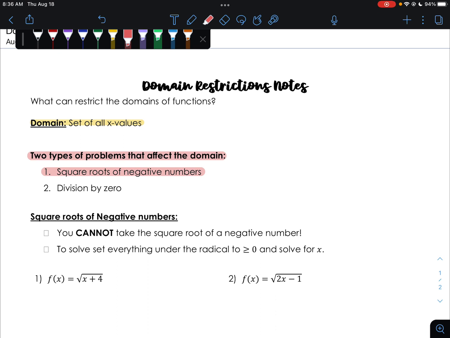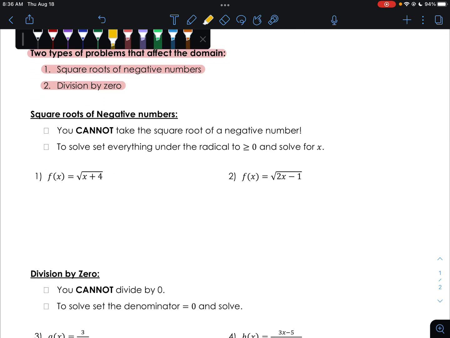Next, it would be anything that would cause us to divide by 0. We never want to divide by 0, so if we see that there's a fraction with some variables in the denominator, we'll have to figure out what would make us divide by 0. So, starting off, we have the square roots of negative numbers.